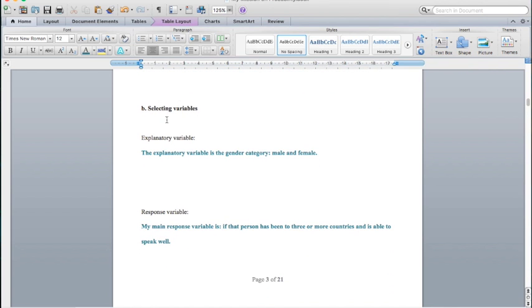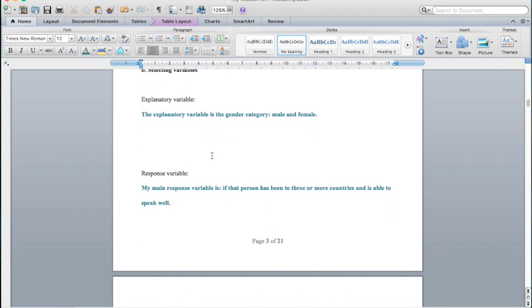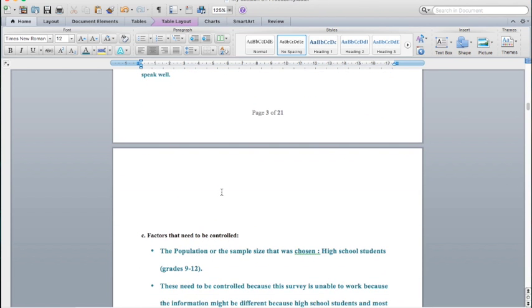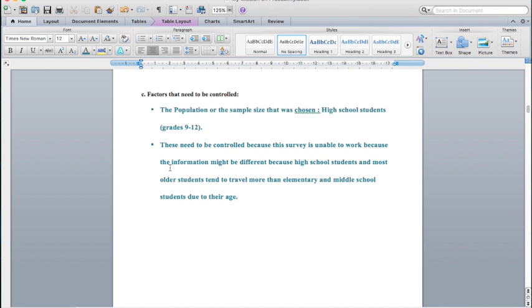So this is my selecting variables. My explanatory variable is the gender category, male and female, and my response is whether that person has been to 3 or more countries and is able to speak well. And these are the factors that need to be controlled, which is the population or the sample size.